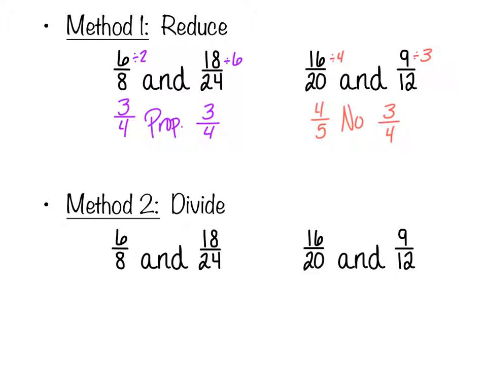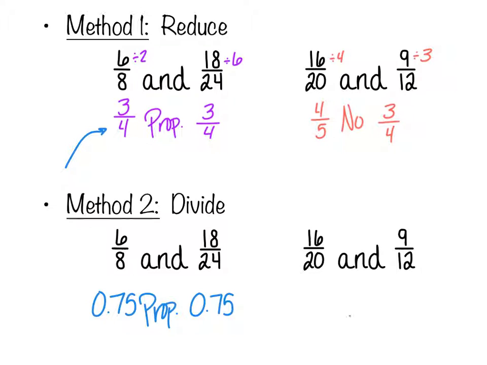So if you divide 6 divided by 8 in your calculator, 6 divided by 8 gives you 0.75. And if you do 18 divided by 24, you also get 0.75. So I'm just doing top divided by bottom. Now, these 2 ratios are the same as what we had up here at the top. So, of course, they're still going to be proportional, but this is just another way that you can tell.